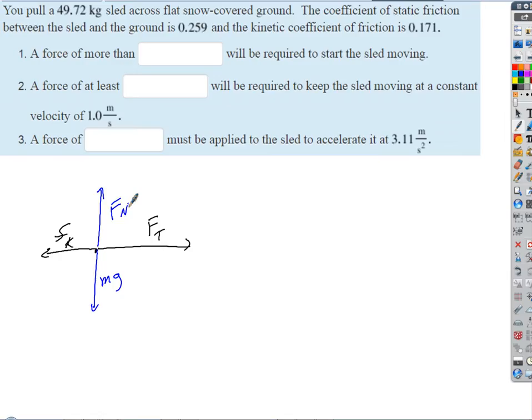All right, so it wants to know a force of more than blank will be required to start the sled moving. So the sled isn't moving yet, right? So what kind of friction is actually acting in part one? Static friction. So that needs to be an S instead of a K, right? Am I recording this? Yes, I am. Good. Okay. So then we're gonna set up our equations of motion, which are starting to look pretty similar each time, aren't they? And that's gonna happen with situations like this. They're all gonna be pretty similar.